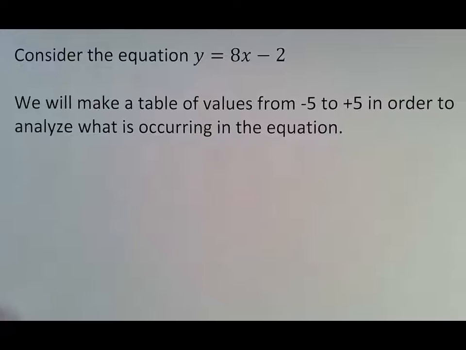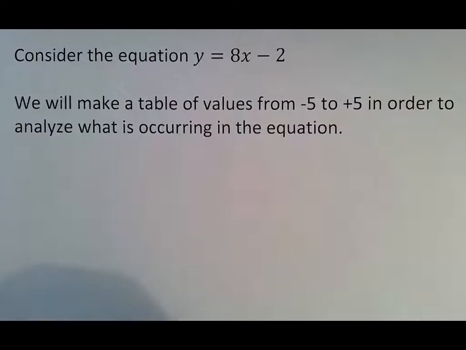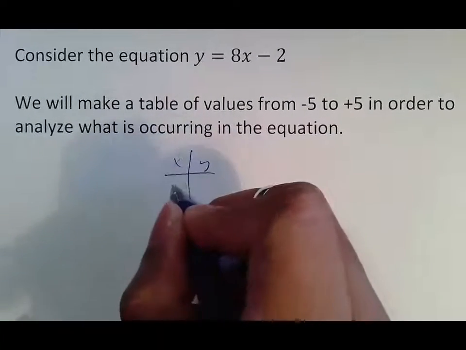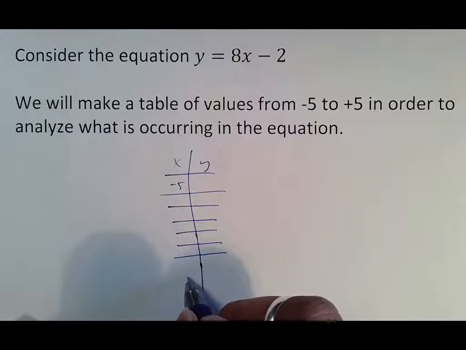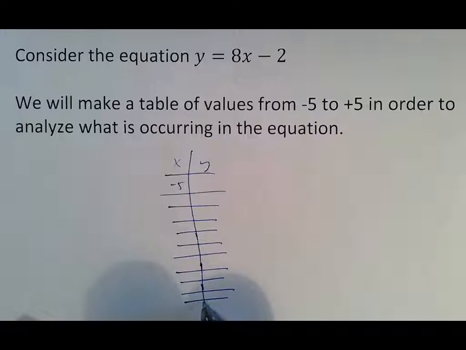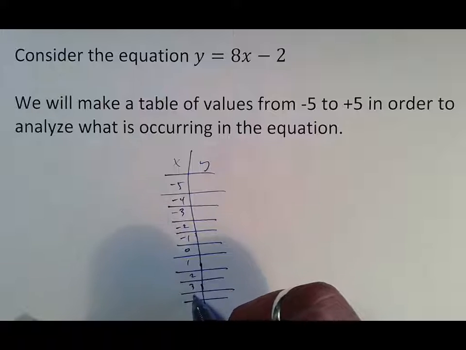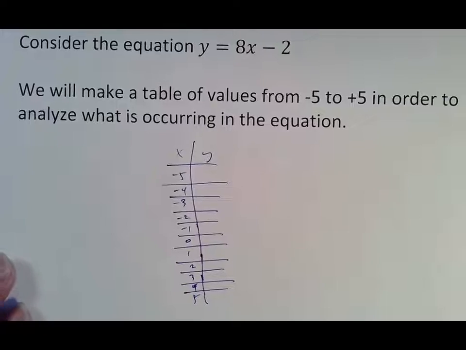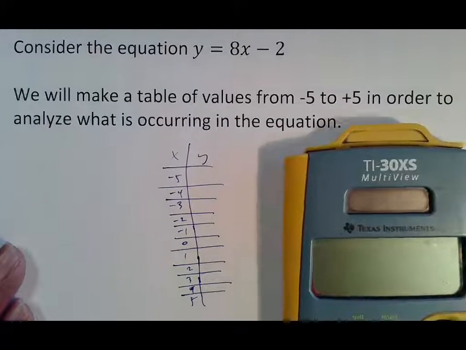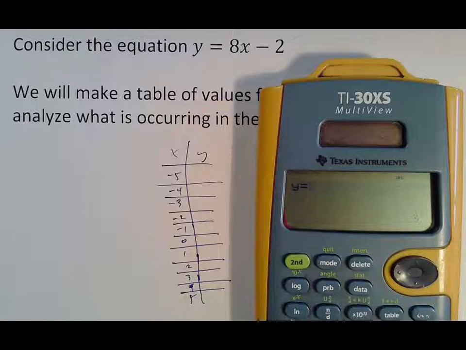So if we look at the equation y equals 8x minus 2, which we should know how to graph, where the slope is 8 and the y-intercept is negative 2, let's make a table of values from negative 5 to 5. So x, y, negative 5, negative 4, negative 3, negative 2, negative 1, 0, 1, 2, 3, 4, 5. This would usually take a whole lot of effort because you would have to plug in all those values. But if you learn to use this table button, what you'll do first is hit the table button. And if there's something there, clear it.